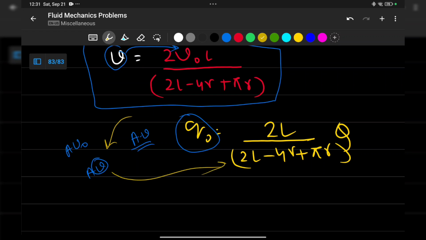So that's it, guys. This is a good question. This is one of the simplest questions, but you just have to think analogously to current electricity here, and you will solve the problem.